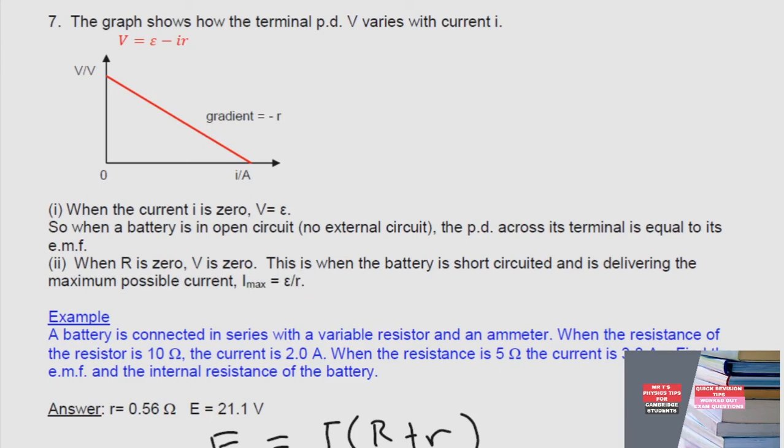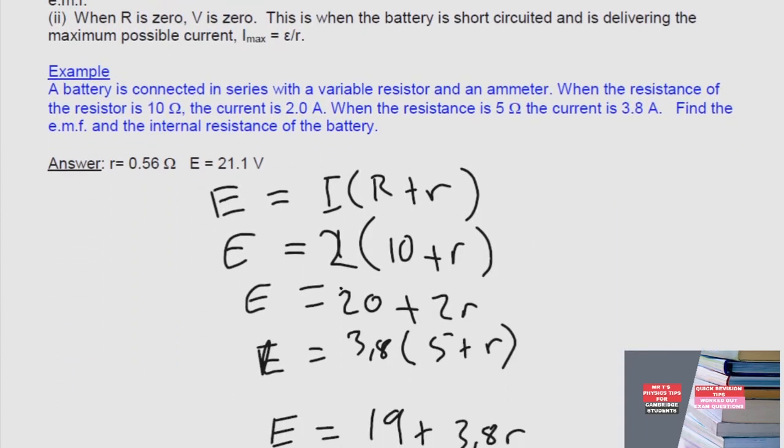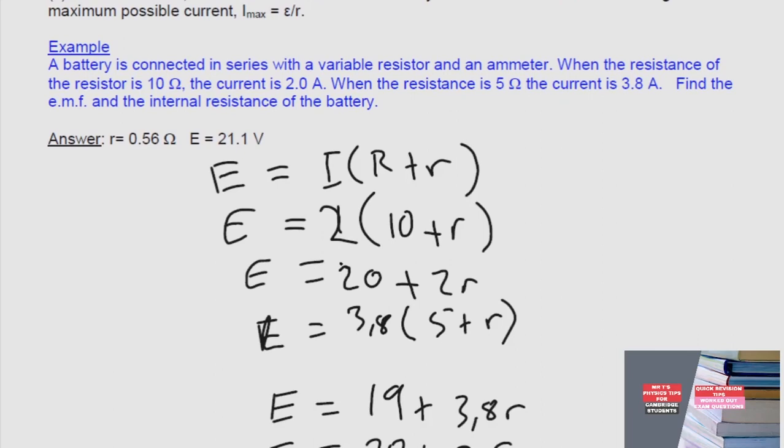A battery is connected in series, as an example, with a variable resistor and an ammeter. When the resistance of the resistor is 10 ohms, the current is 2 amps. When the resistance is 5 ohms, the current is 3.8 amps. Find the EMF and the internal resistance of the battery.